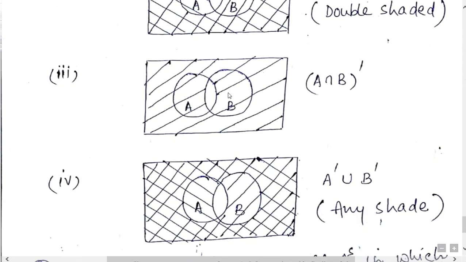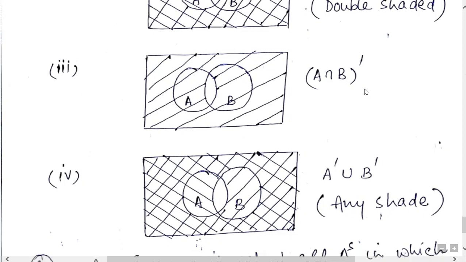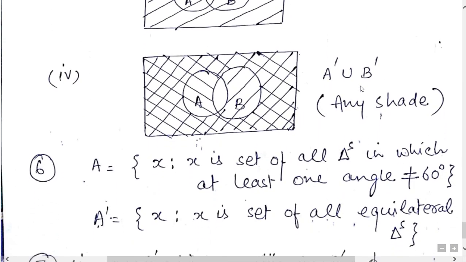A intersection B complement: only the central portion is left vacant, otherwise all the content including A and B is shaded, but the common portion is not there. That is A intersection B complement. A complement union B complement: any type of shade is there without the intersection.